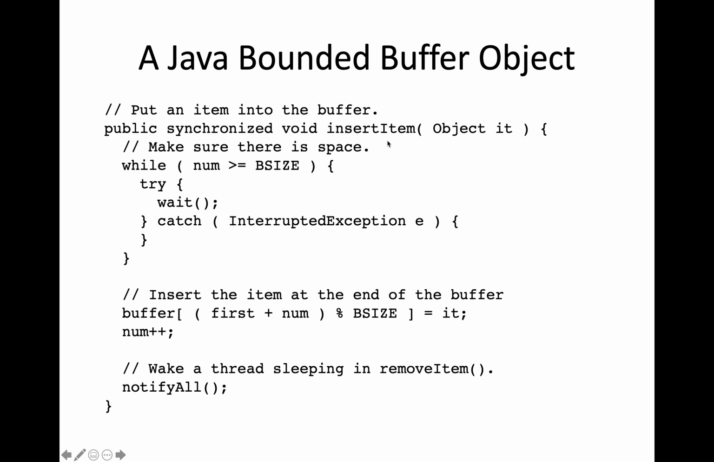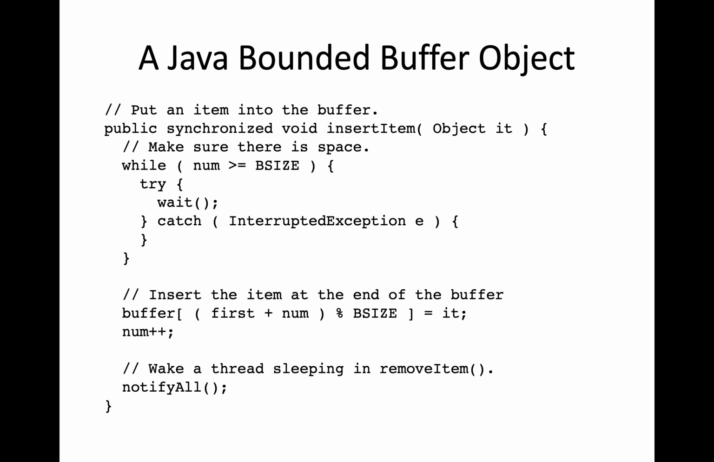So the insert method is supposed to put an item in the buffer. It's kind of the function that might be called by a producer over and over every time it produces an item. First thing I check on is, is the buffer already full? If the number of items in the buffer is already at the capacity, I'm going to have to block. And here I just call wait.